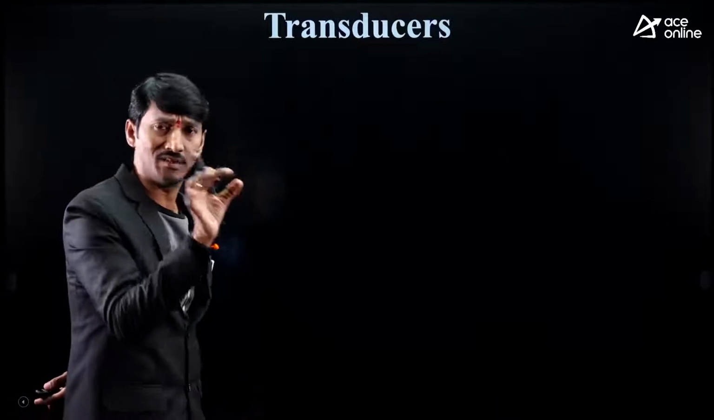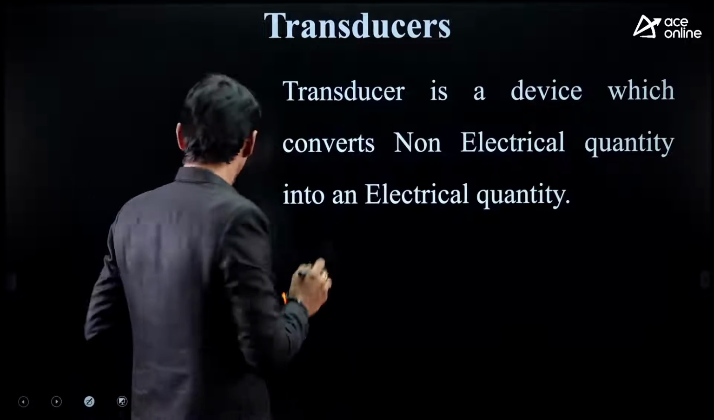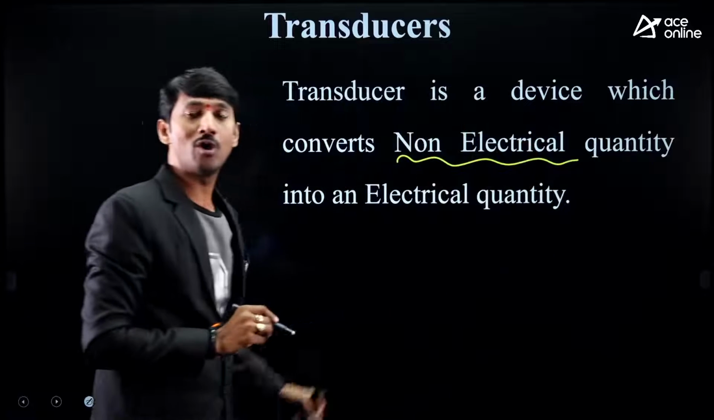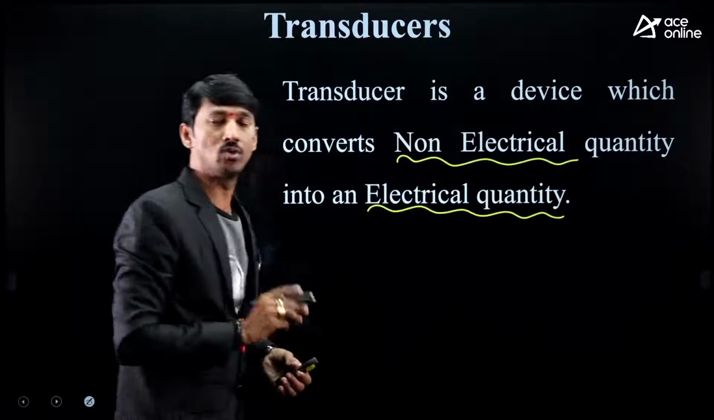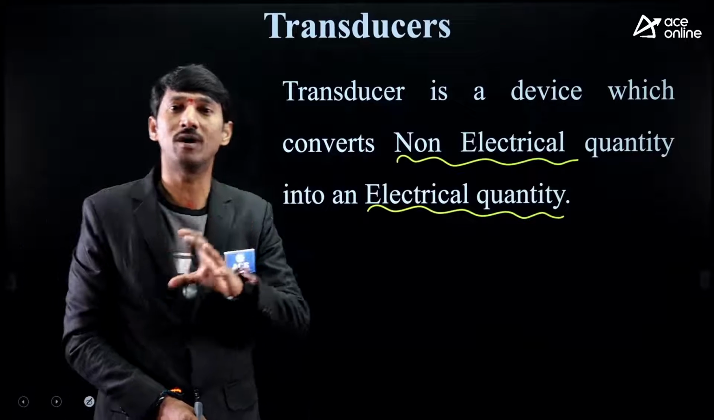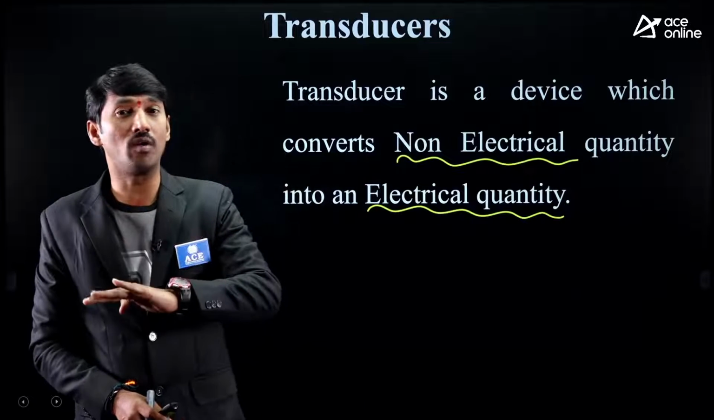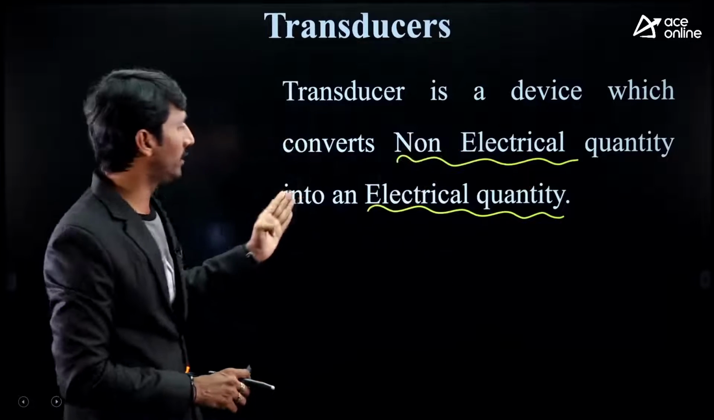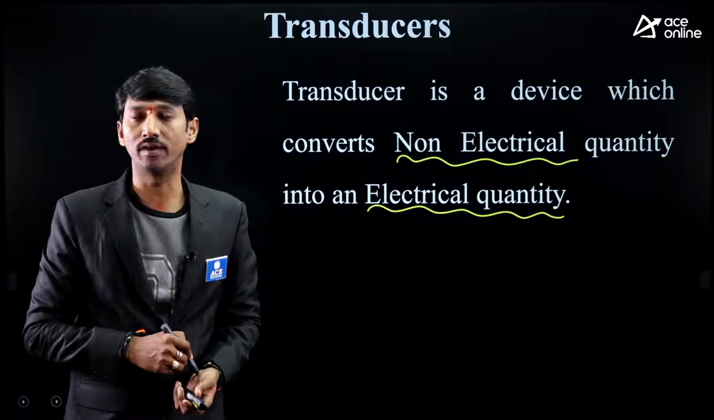In the purely technical way, a transducer is a device which converts a non-electrical quantity into an electrical quantity. Therefore, the point is, it is a device which converts one form of energy into another form of energy. It converts a physical quantity into a corresponding electrical signal, or a non-electrical quantity into an electrical quantity.